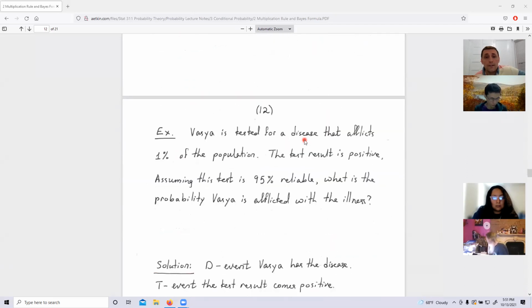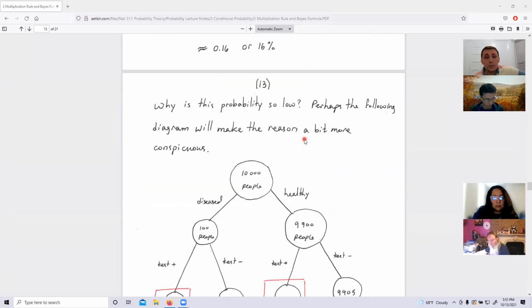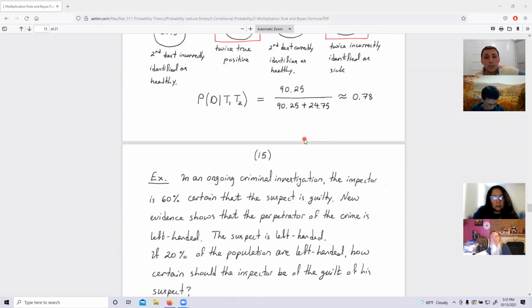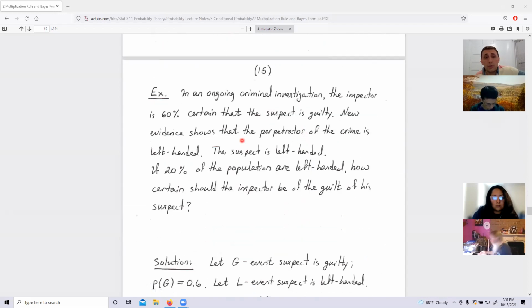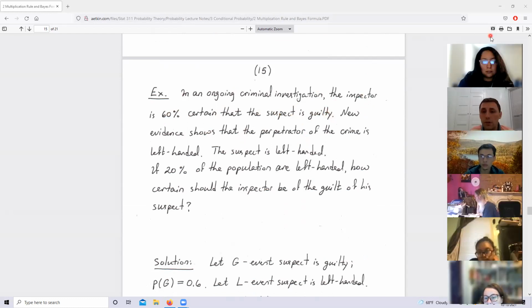Here we go. Now, this one is still not too bad. In an ongoing investigation, the inspector is 60% certain that the suspect is guilty. So do you understand the sentence, guys? How do you process this sentence? I can tell you how I think of it. I imagine a universe, right? Basically, I imagine a collection of universes where different people are guilty. In 60% of those universes, this particular person, Jimmy Jones, is guilty. You understand how I'm thinking of it, right?